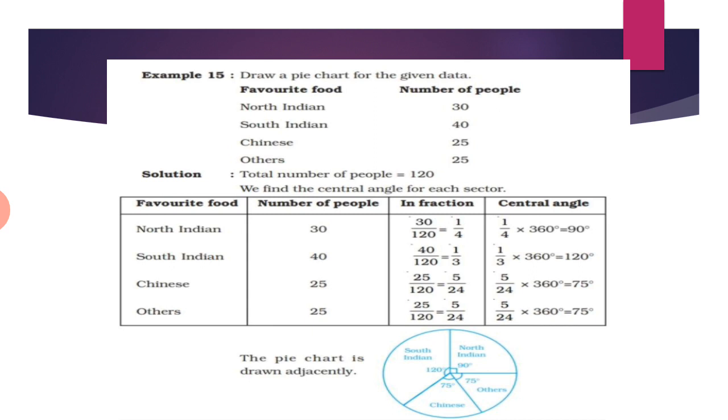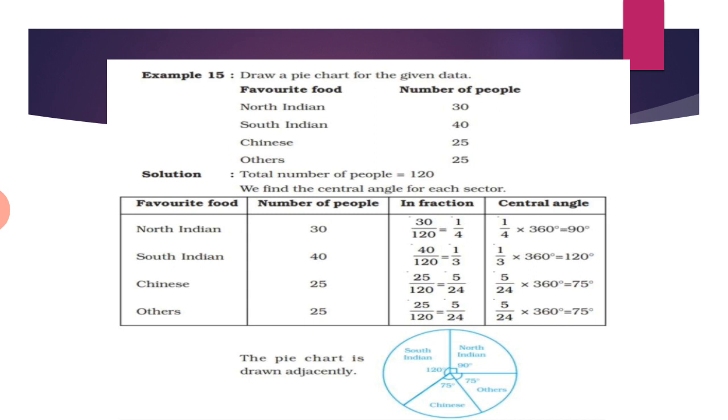Complete the angle by drawing the second radius, and that sector is formed. Now right beside it, using the second radius, draw 120 degrees. That is your South Indian food. 120 degrees will be an obtuse angle, more than 90. Once you draw that, you complete it with the third radius.